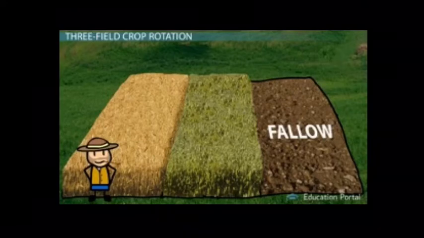There was no such thing as fertilizers in medieval times, so each year the crops rotated to ensure the goodness remained in the soil. This was known as the three-field crop rotation.